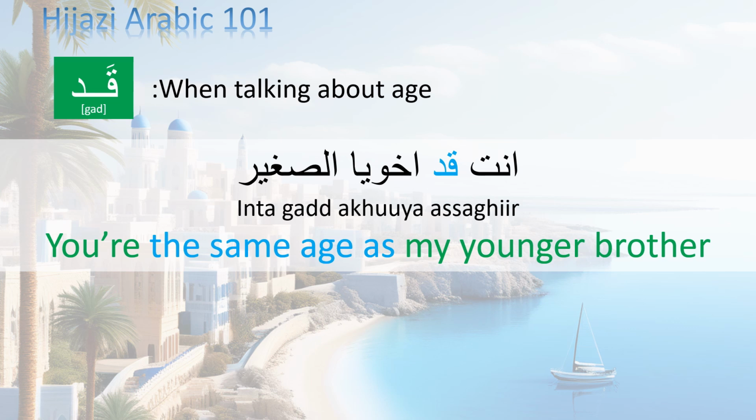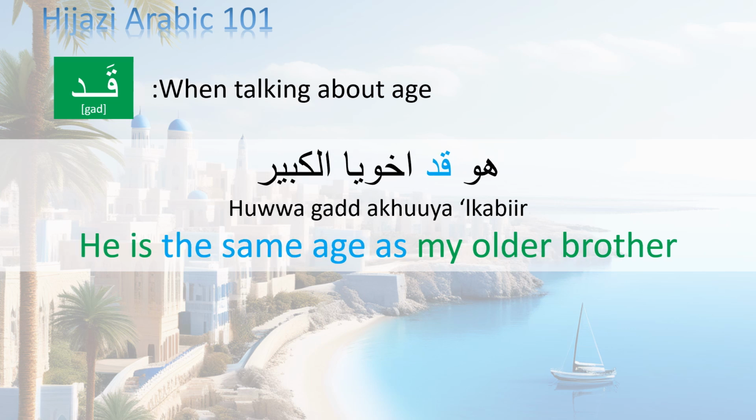As mentioned before, it can also be used when talking about people of the same age. For example, أنت قد أخويا الصغير. You're the same age as my younger brother. أنت is you, قد the same age as. أخويا is my brother. الصغير is the younger or the little.